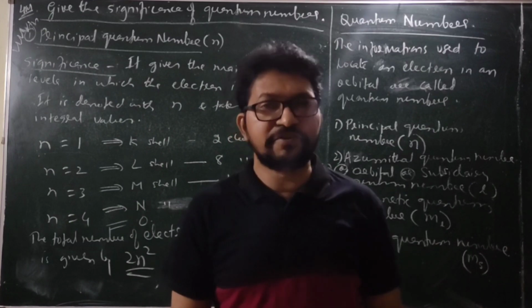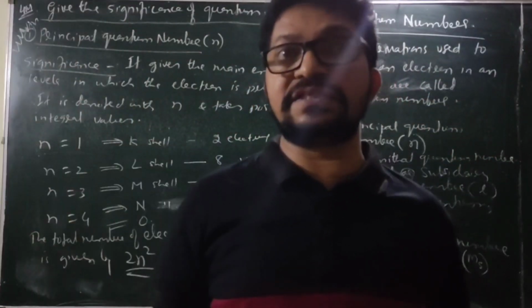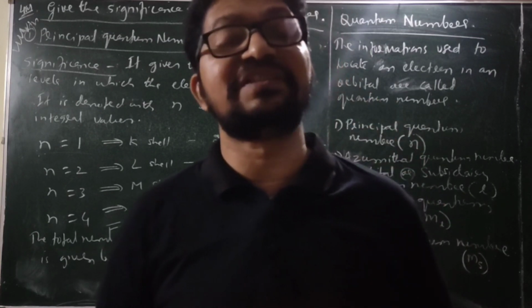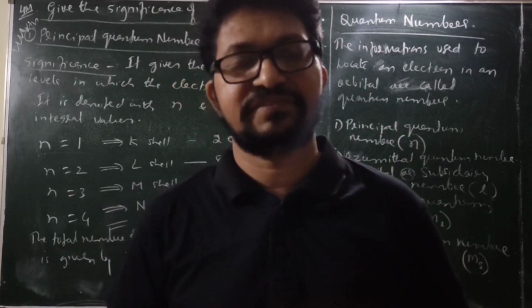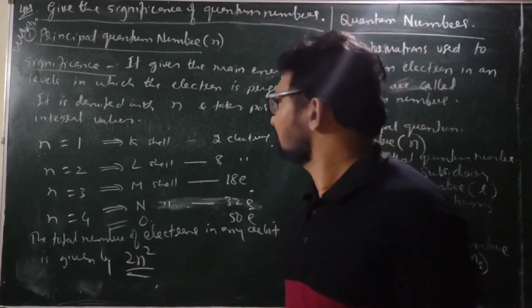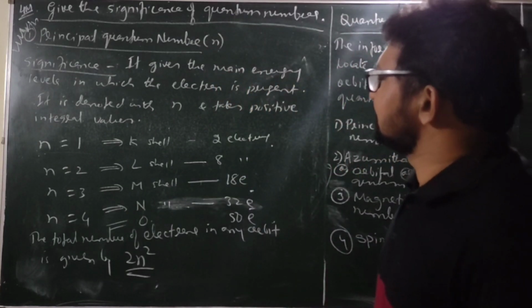This is the way the main energy levels can be accommodated with electrons. This is like, compared with the district in Karnataka. That's what I told you. Main energy levels. So this is the information.